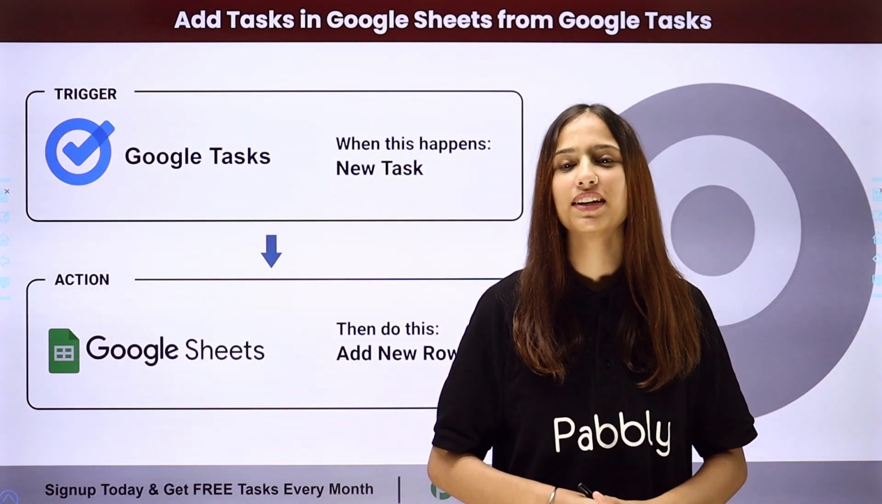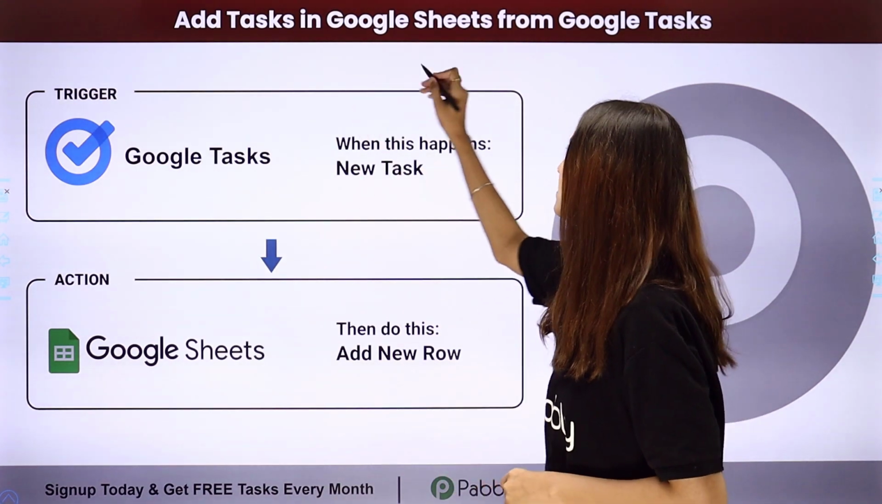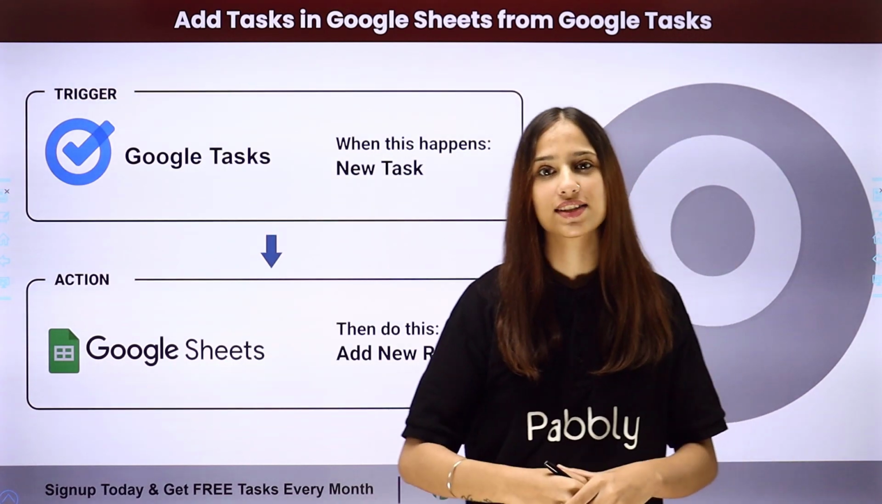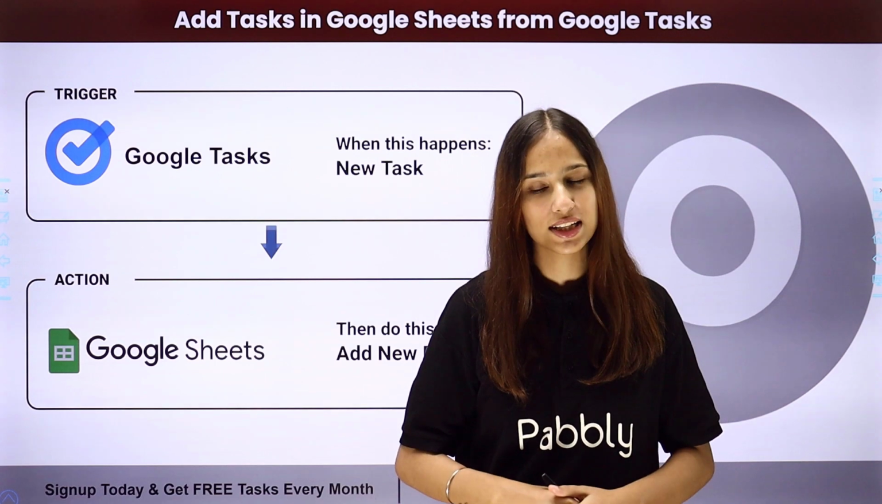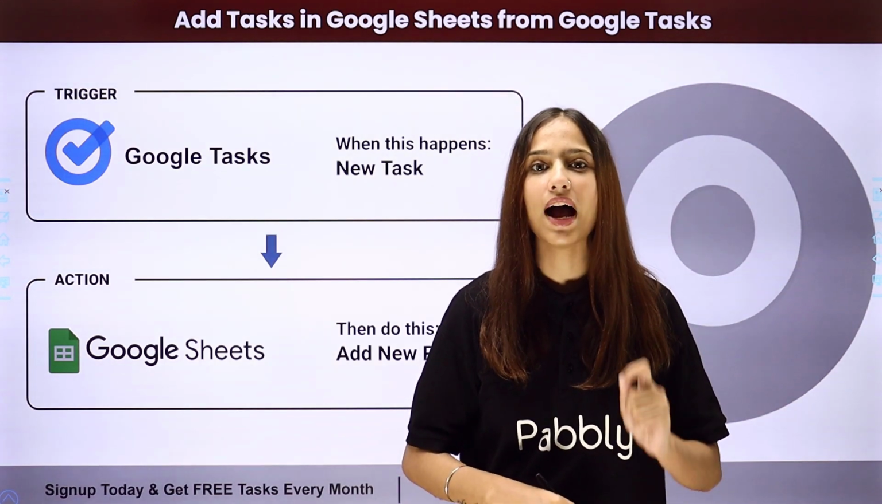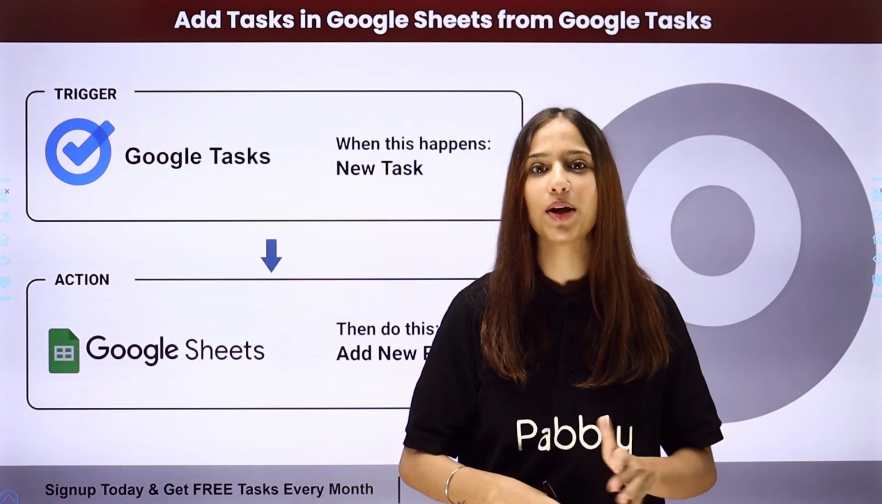So in today's video we will understand how to add tasks in Google Sheets from Google Task. So here my objective is that whenever I'm going to add a new task in Google Task, then I want to add the same task details in my Google Sheet.